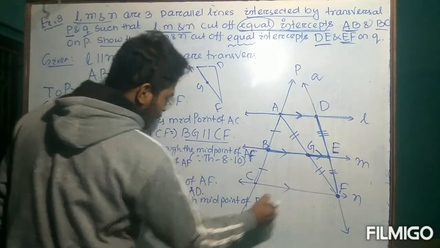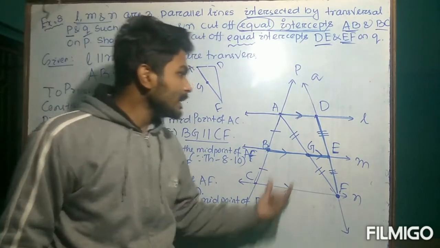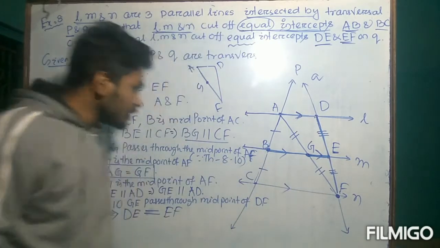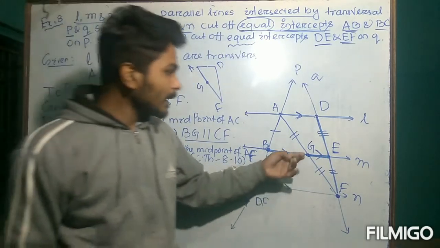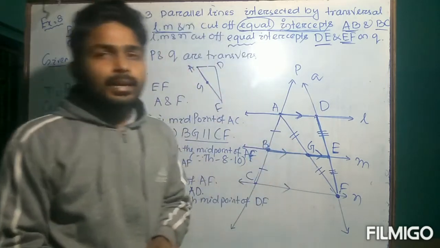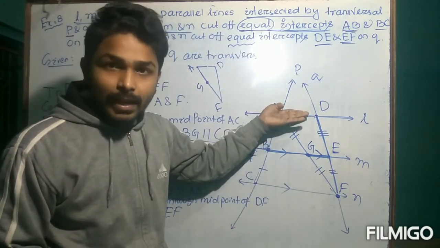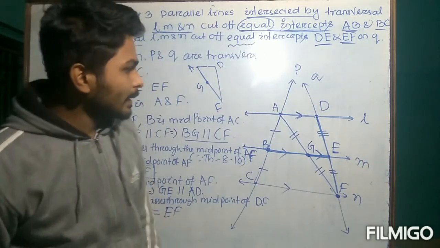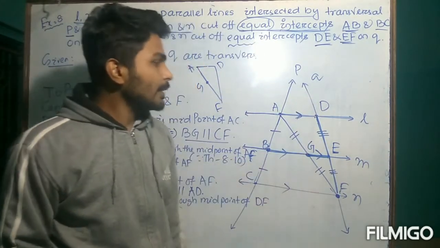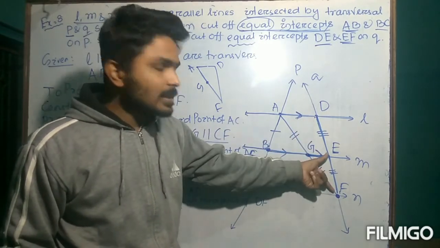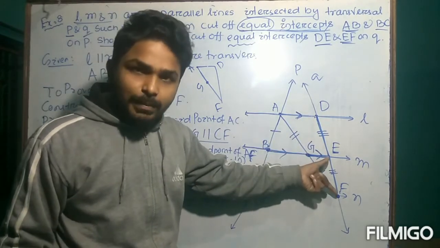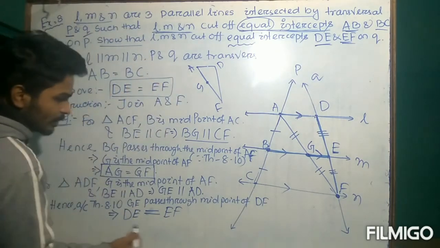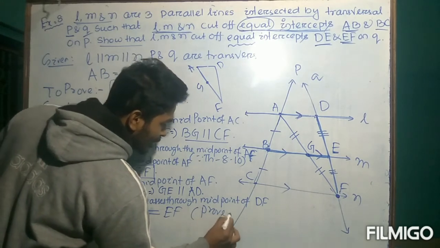Okay, so what have we found? We have found DE is equal to EF. So here also we have used theorem number 8.10, according to which if a line segment passes through the midpoint of one side of the triangle and is parallel to another side, then this line segment definitely passes through the midpoint of the third side of that triangle. So E is the midpoint of DF. It means this distance DE is equal to this distance EF. And these two are the intercepts, and we were going to prove DE is equal to EF. And here we have proved DE is equal to EF. Now we have proved this statement.